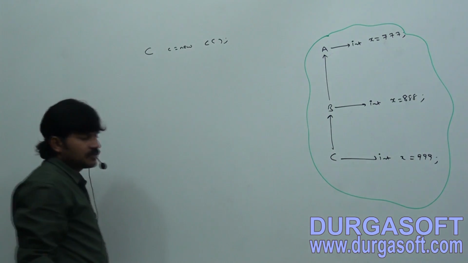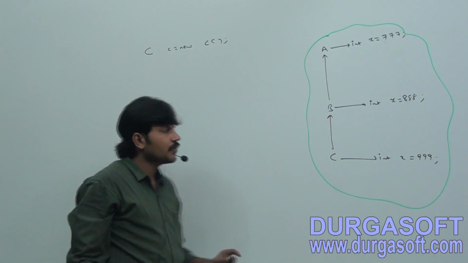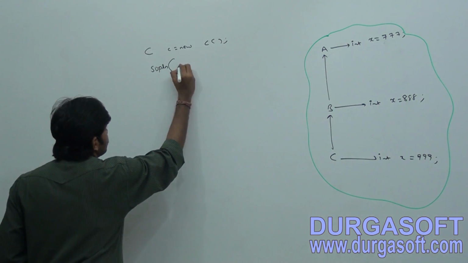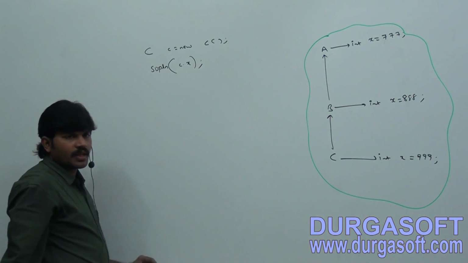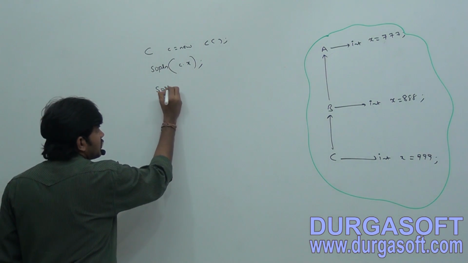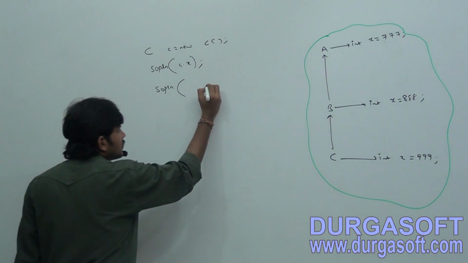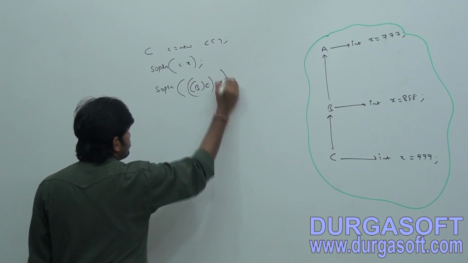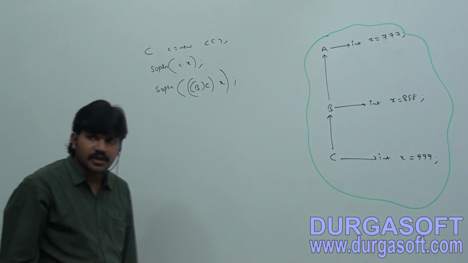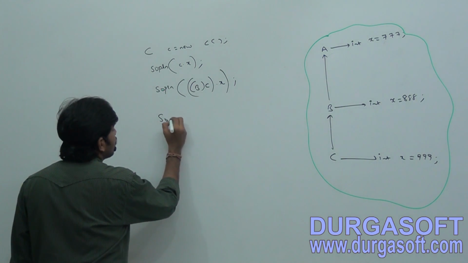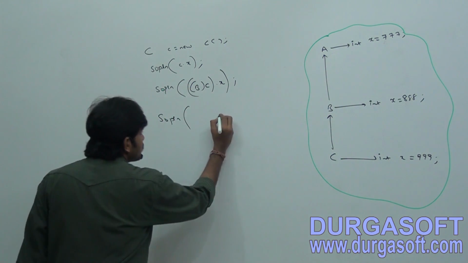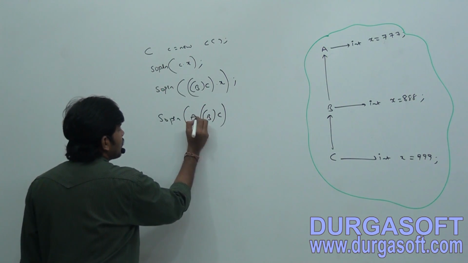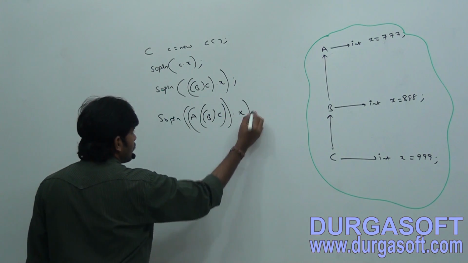C is equal to new C, child reference, child object. Right? Now System.out.println C.x. SOP of C.x. System.out.println C, I'm trying to typecast to the B type dot x. System.out.println C, I'm trying to typecast to A type dot x.